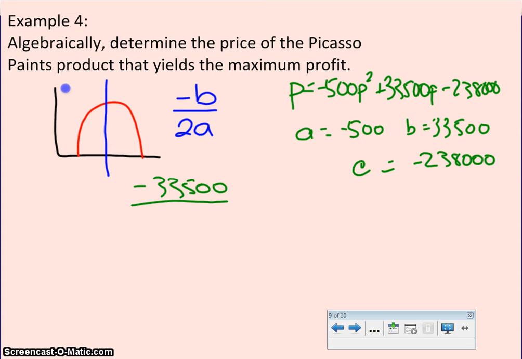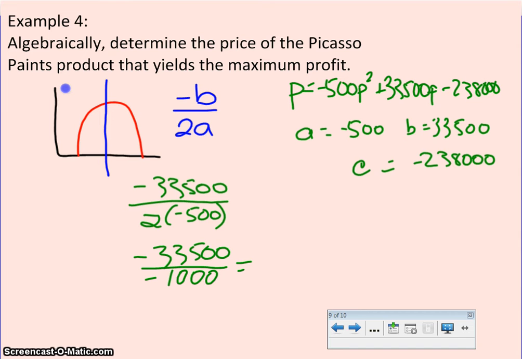So plugging in, I get negative 33,500 divided by 2 times negative 500. So I've got negative 33,500 all over negative 1,000. Moving it over, I'm looking at that 33.5 or 3350.